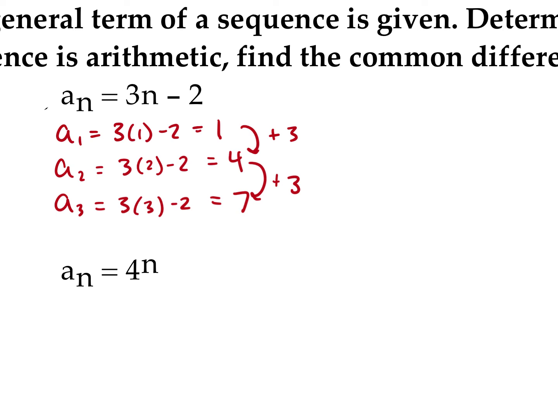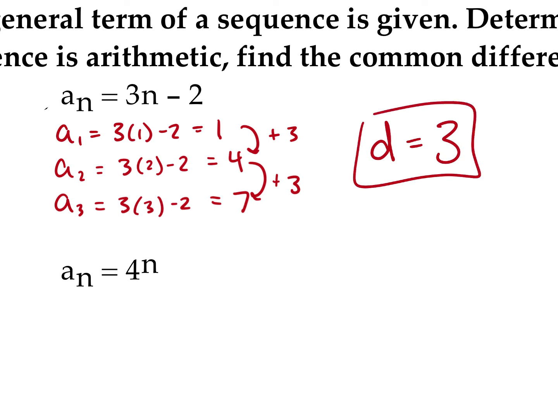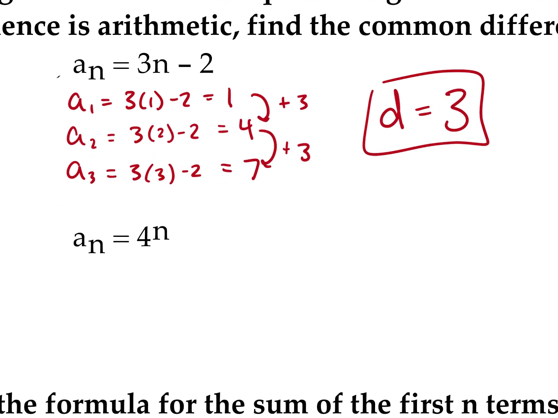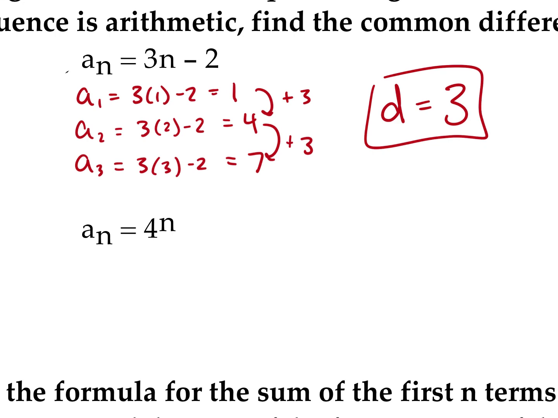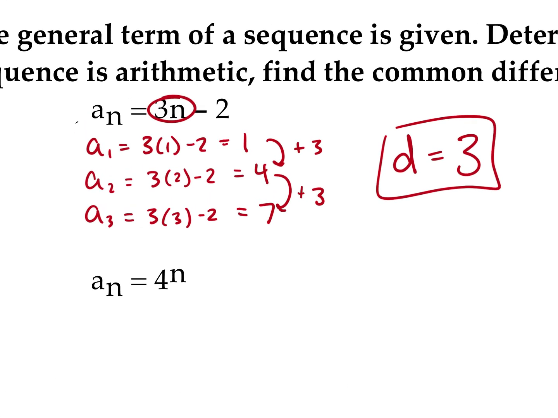Is that normally how it's going to go? You can think about it that way too. So, yes. What is my common difference? 3. Because remember, our formula is d times n plus a sub 0. So d is what gets multiplied to n.